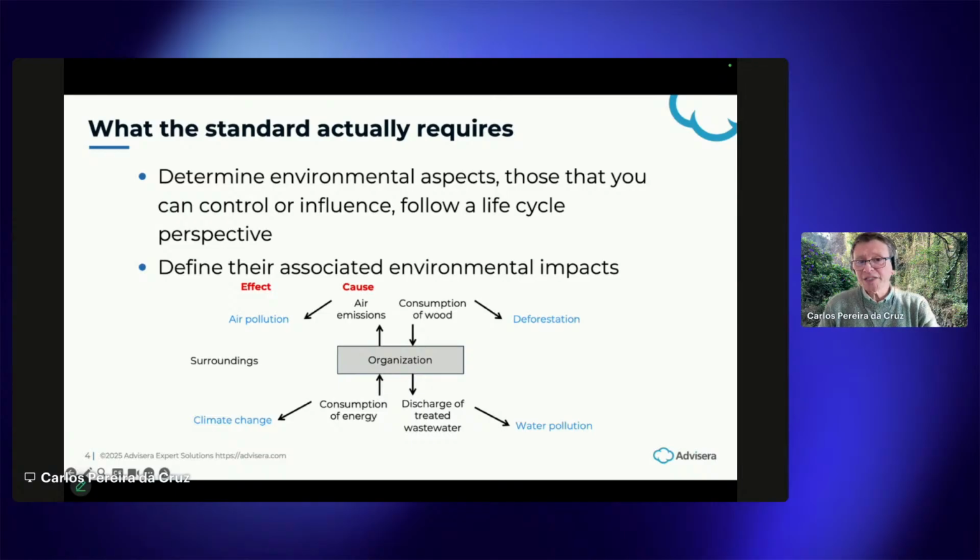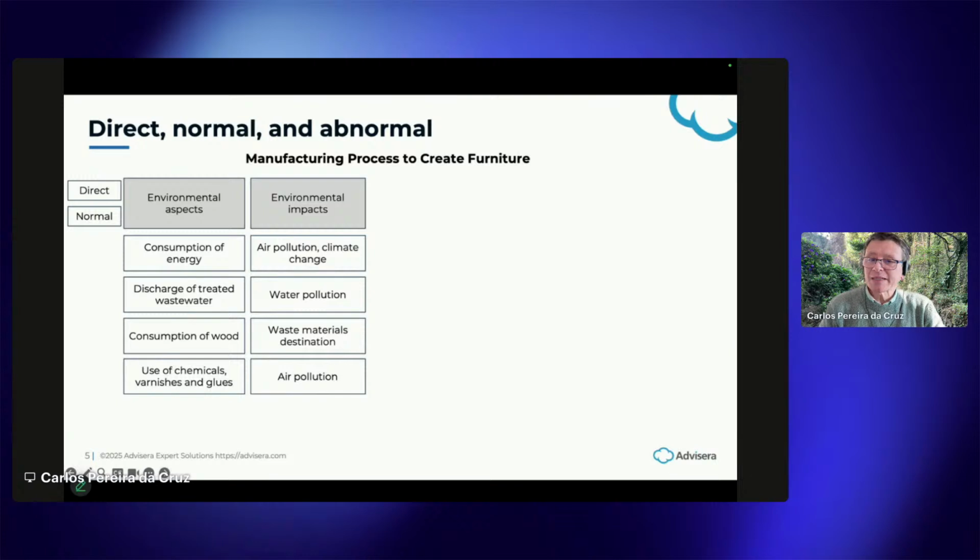Now, what are the aspects and impacts? So, according to ISO 14001, an aspect is an element of your organization's activities, products, or services that can interact with environment. In contrast, an impact is a change to the environment. An aspect is what you do that can affect the environment, and the impact is what that effect is. Okay, so get the concepts right. Now, let's see some examples.